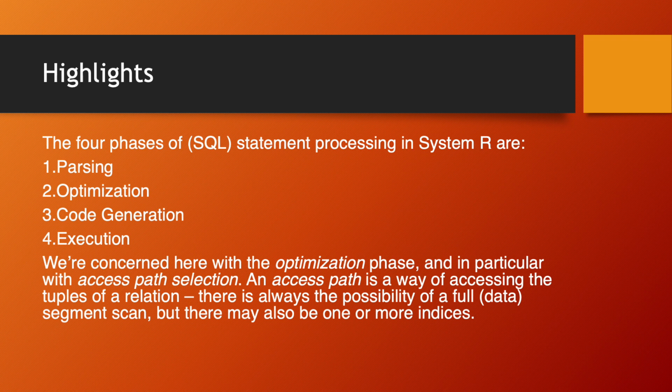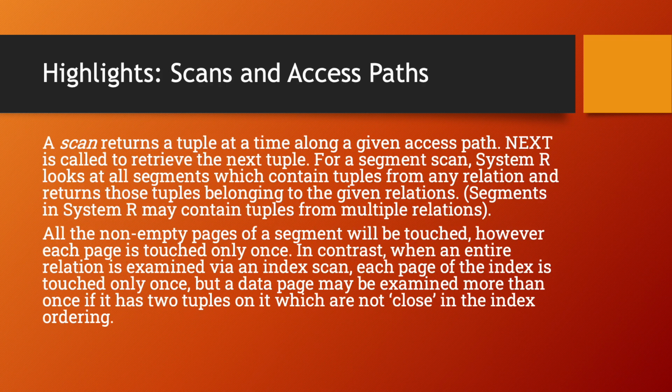Highlights: the 4 phases of SQL statement processing in System R are parsing, optimization, code generation, and execution. We are concerned here with the optimization phase, and in particular with access path selection. An access path is a way of accessing the tuples of a relation. There is always the possibility of a full segment scan, but there may also be one or more indices.